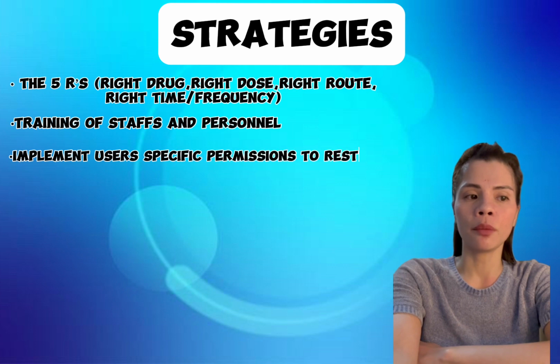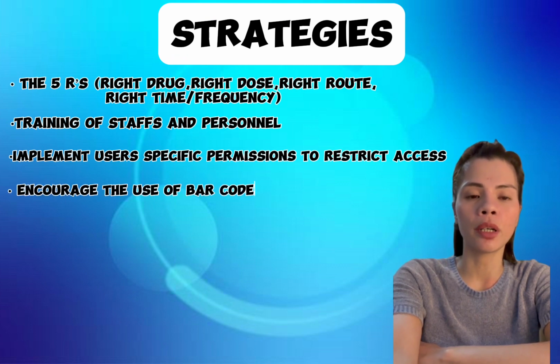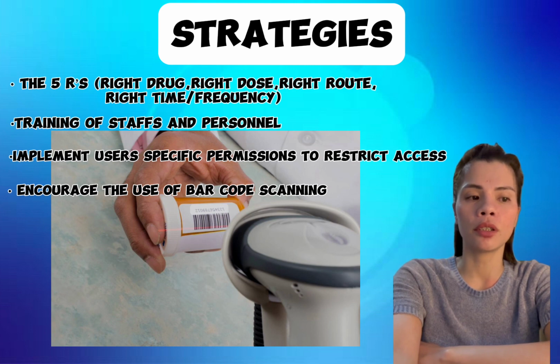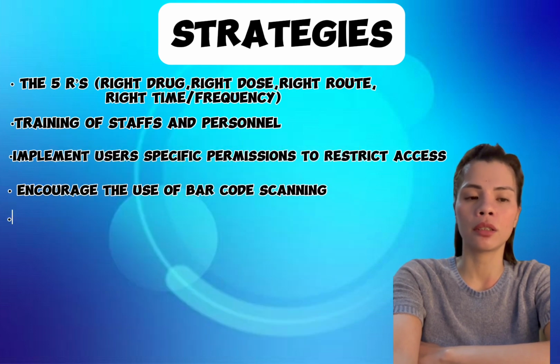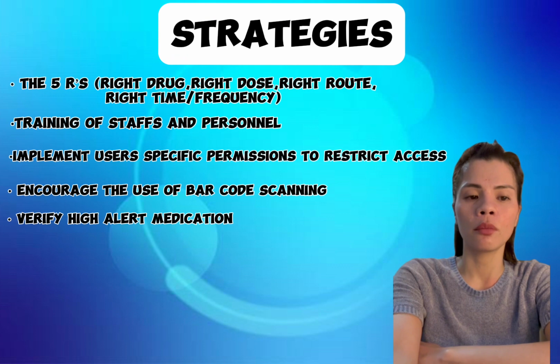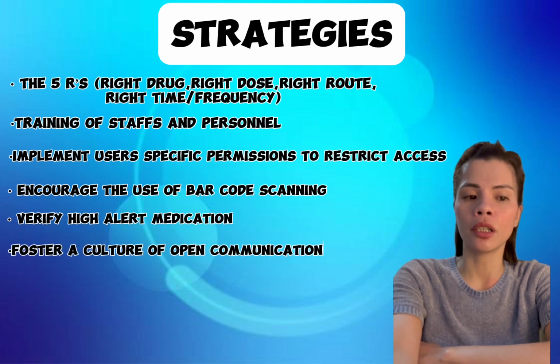Implement user-specific permissions to restrict access to sensitive information and prevent unauthorized changes. Encourage the use of barcode scanning for medication administration to verify patient and medication details. Verify orders, and verify high-alert medications with another nurse, because those have a propensity to cause serious patient harm when used in error. Foster a culture of open communication regarding medication errors, encouraging reporting without fear of punishment. Continuous monitoring, feedback, and improvement are essential components of a successful strategy.